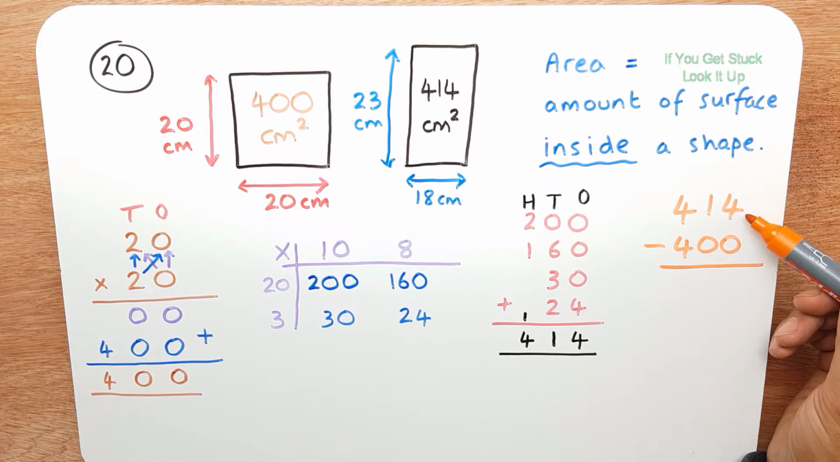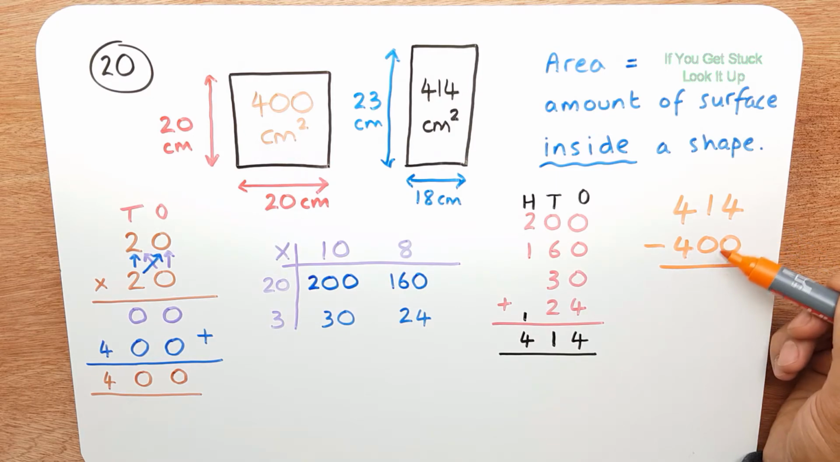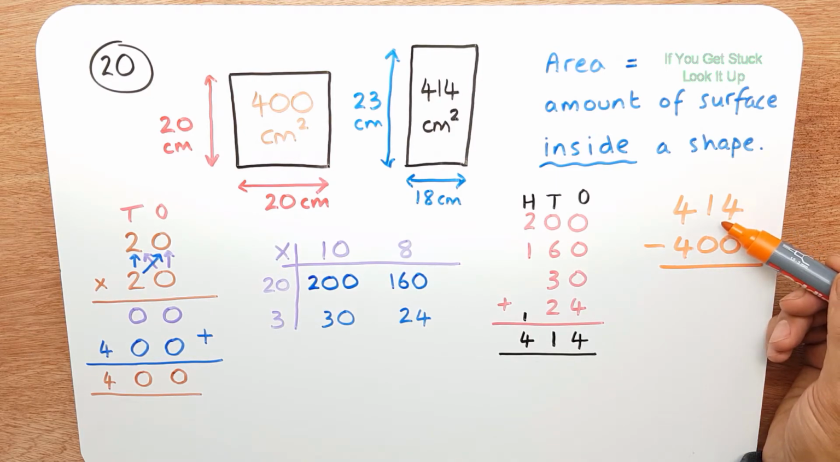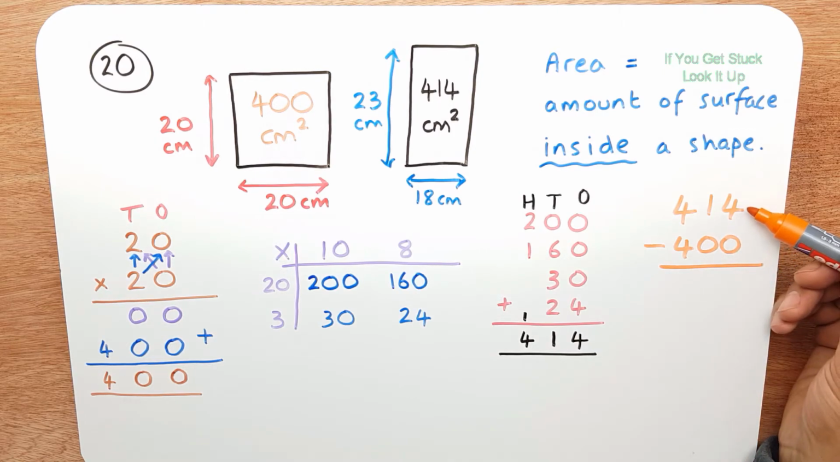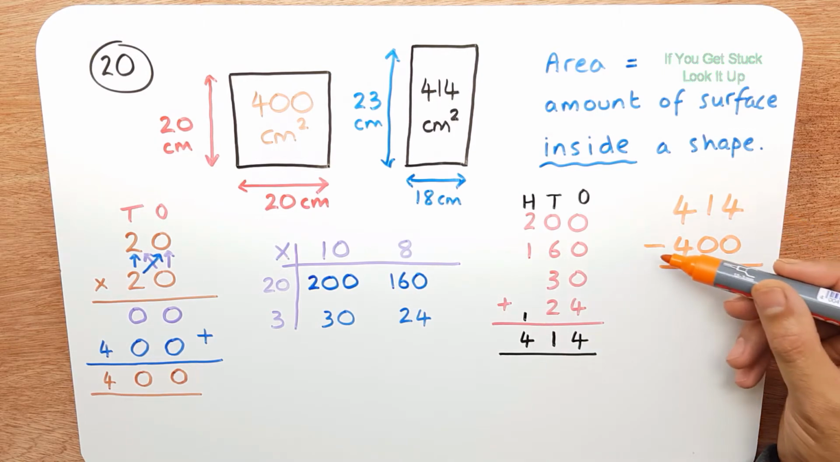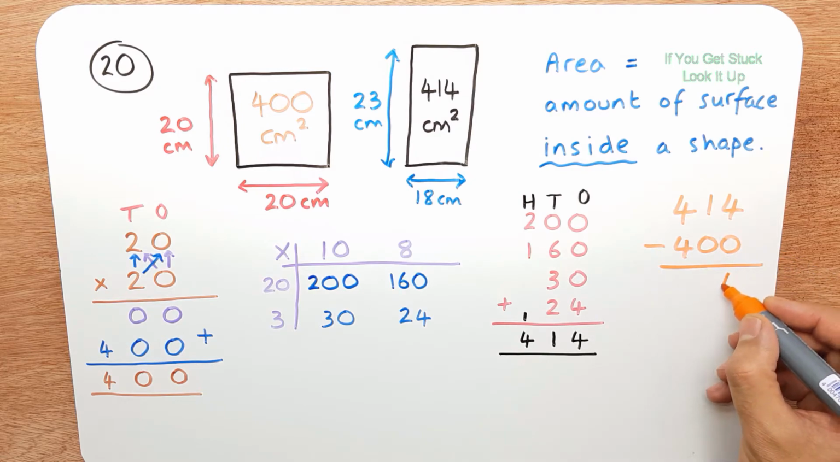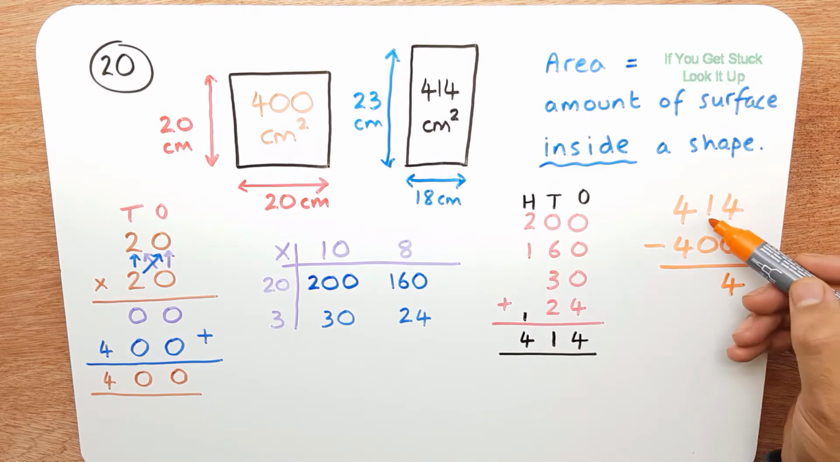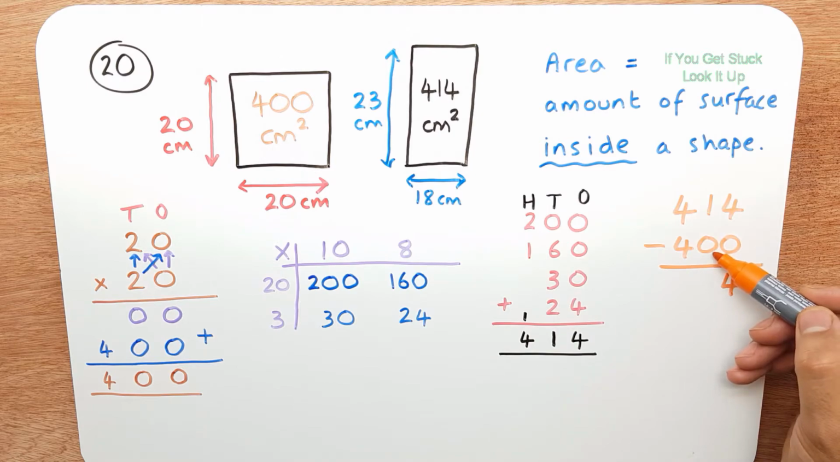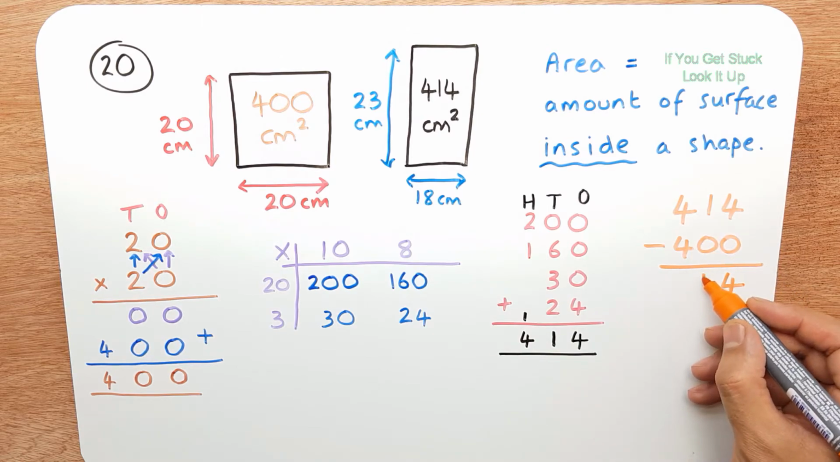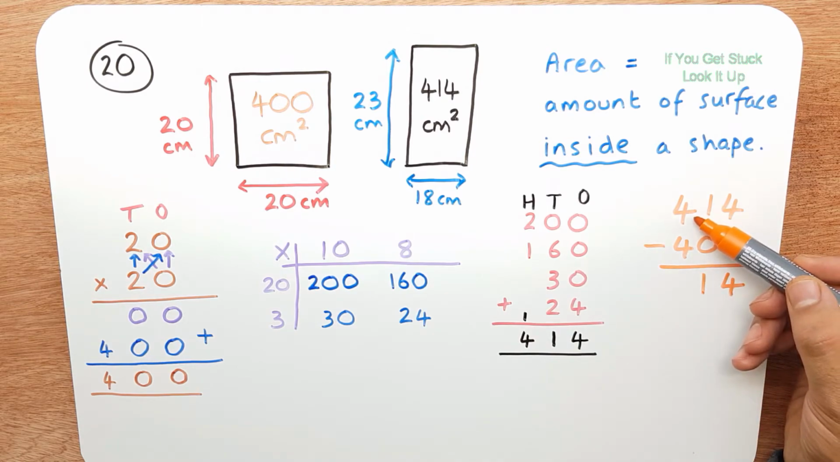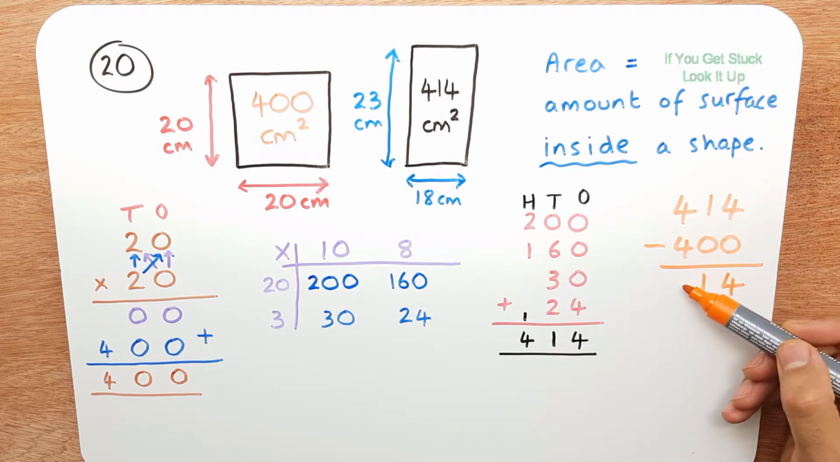And it's easy to spot the answer with this because this is 400, this is 414. You can see it's going to be 14, but let's do that anyway. 4 take away 0 is 4. 1 take away 0 is 1. And finally, 4 take away 4 is 0.